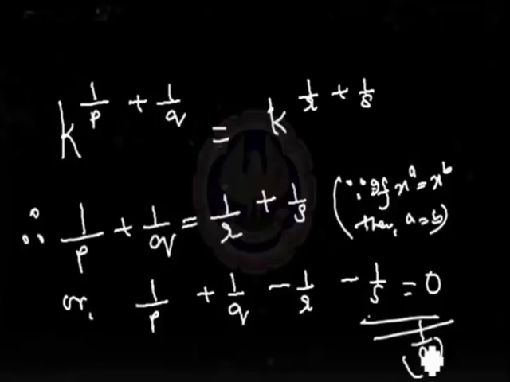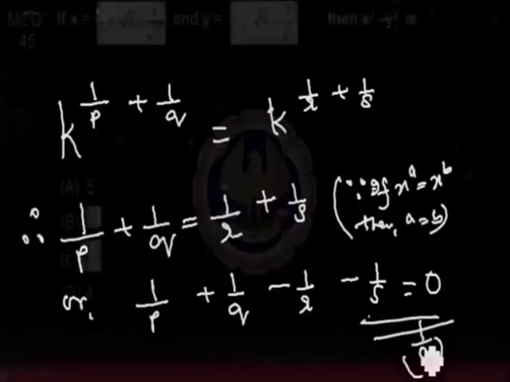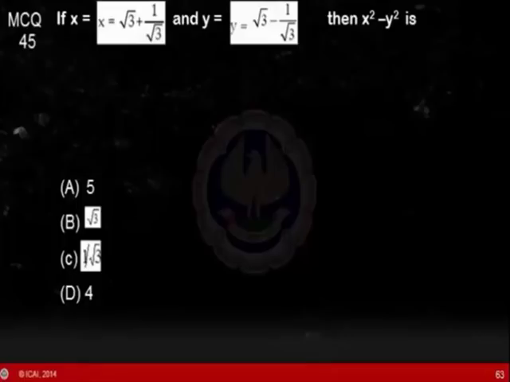Without even knowing anything, if you would have just solved the question, you are getting the correct answer. Okay? Let's move on. MCQ 45. If x is equal to root 3 plus 1 by root 3 and y is equal to root 3 minus 1 by root 3, find out the value of x square minus y square.